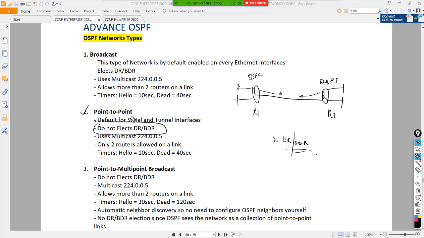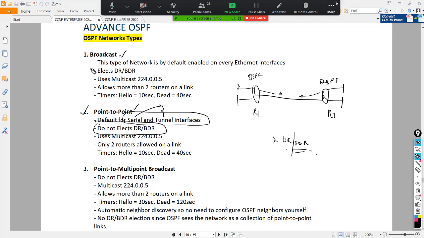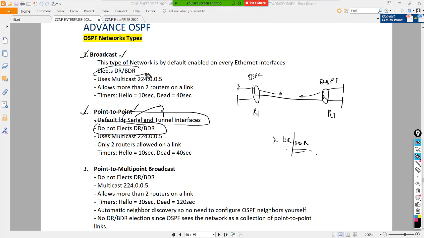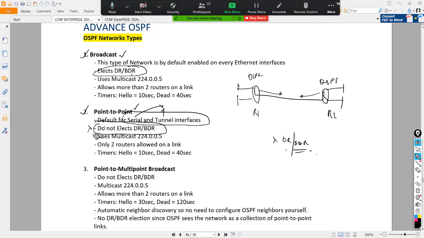By default, in the case of serial and tunnel interfaces, you will see point to point coming up. Serial and tunnel interfaces deal with point to point connections. Serial in the case of ISP connections, and tunnel in the case of IPsec connections. So basically they will be point to point connections only. Whereas broadcast is more in the case of LAN segments, multi-access networks. So the two major things over broadcast and point to point is you have election of DR and BDR, whereas there is no election of DR and BDR in the case of point to point.